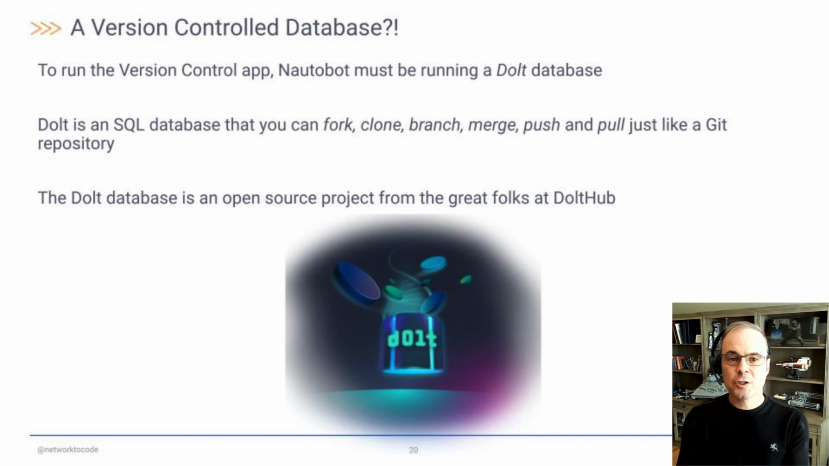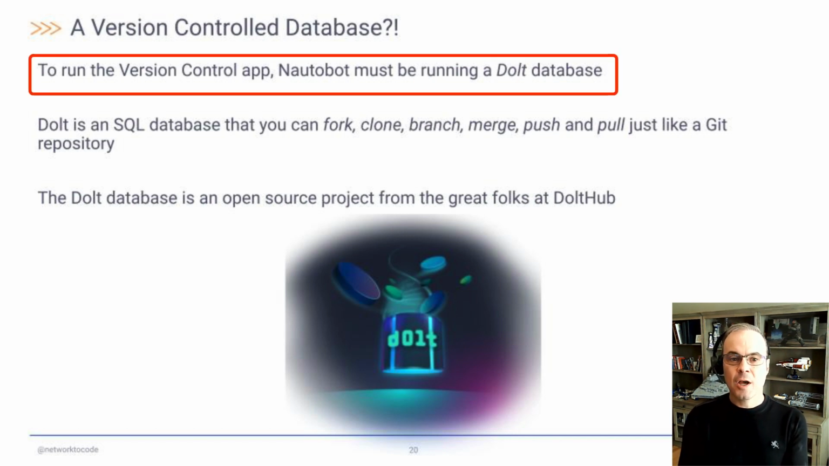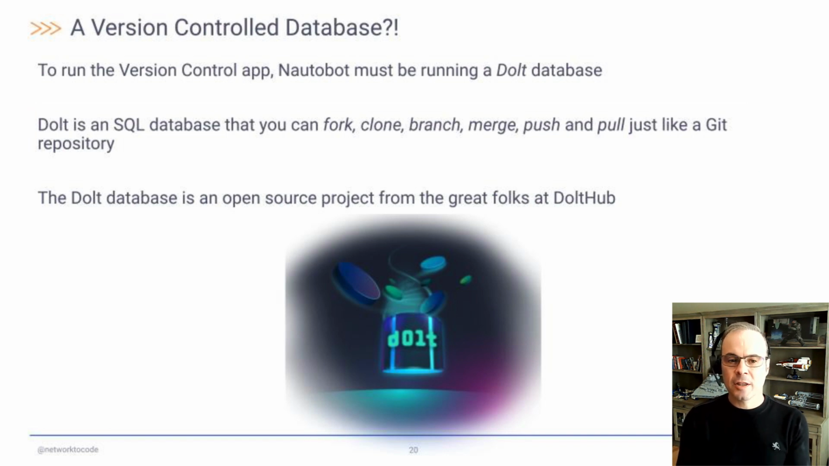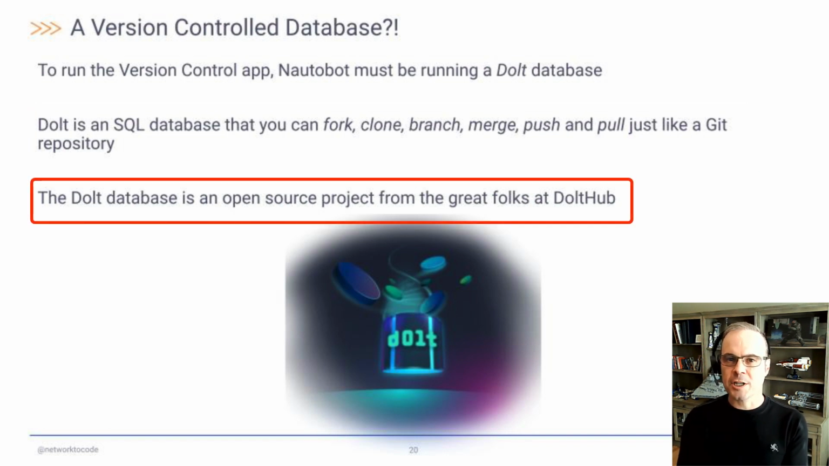Now, to run the version control app, Nautobot must be running a Dolt database. Dolt is an SQL database that you can fork, clone, branch, merge, push, pull, just like a Git repository. The Dolt database is an open source project brought to us by the great folks at DoltHub.